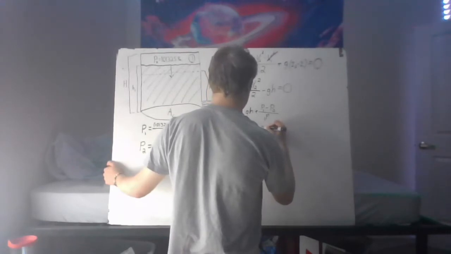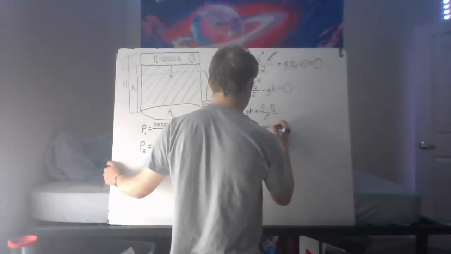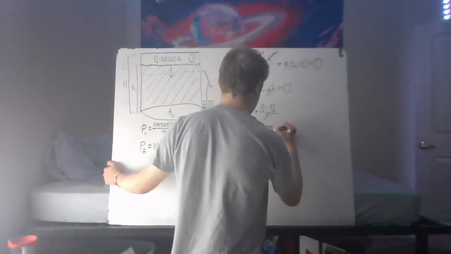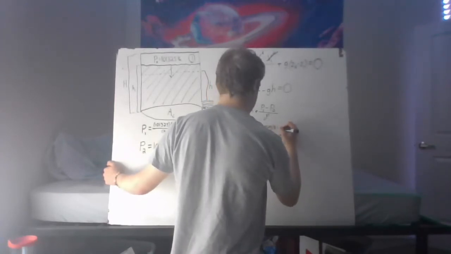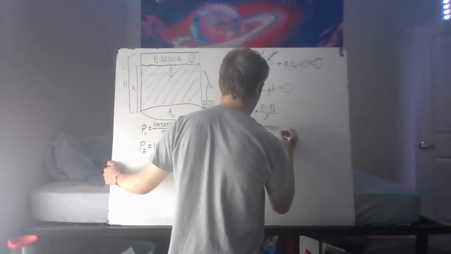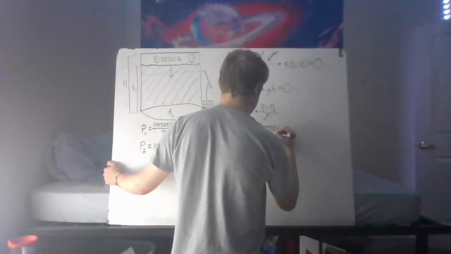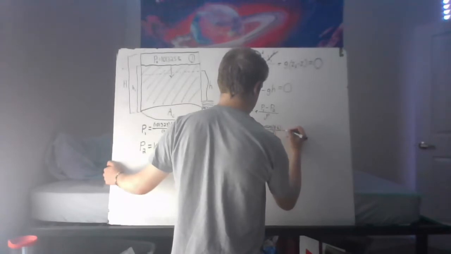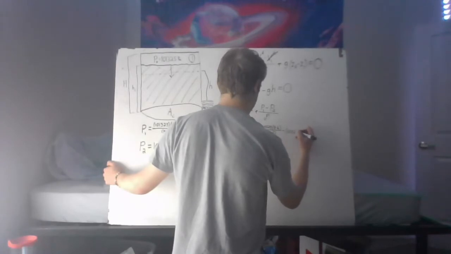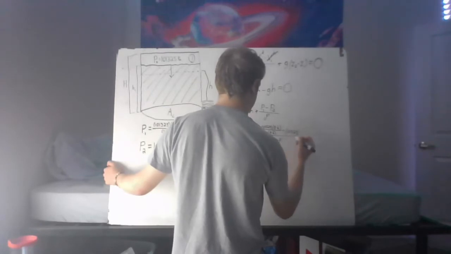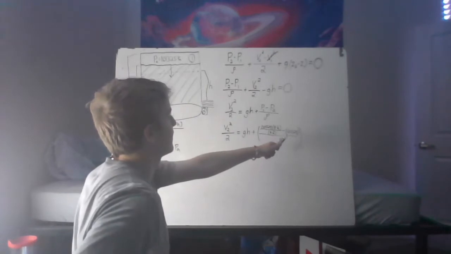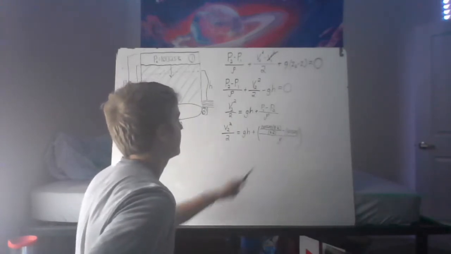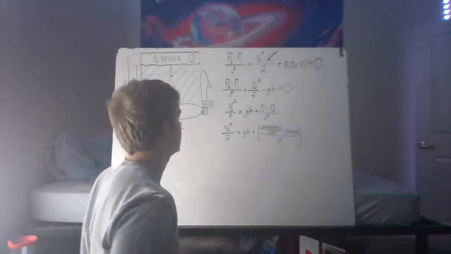P1 equation: 101,325 minus HI, H minus H1, and then minus 101,325, all of that over rho. And now you can see we can factor out a 101,325 and a rho from both of these.